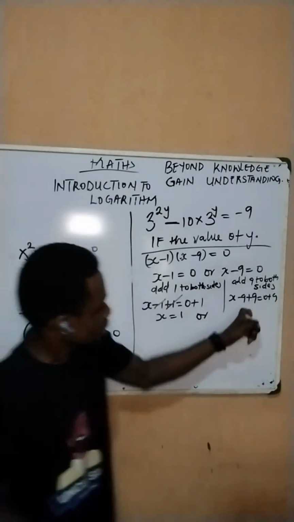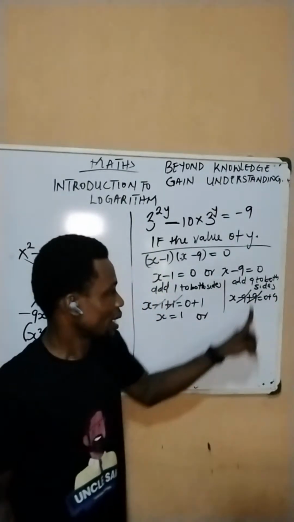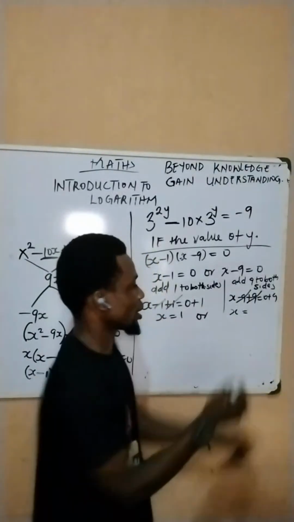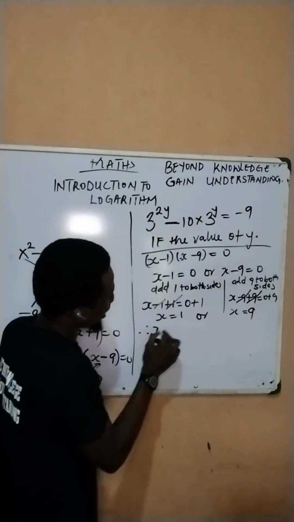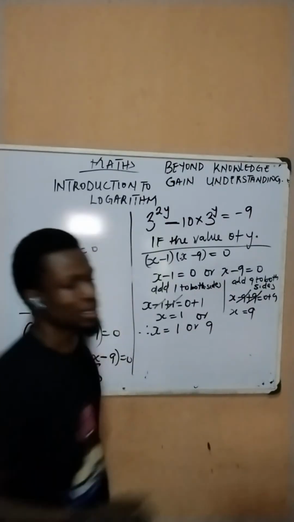Or negative 9 cancels negative 9, and I'm left with x equals 0 plus 9, which will give me what? 9. So it implies that my x is equal to 1 or 9. But we're not done.